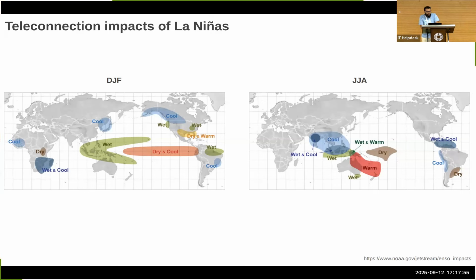So the bottom line here is that El Nino and La Nina impact extreme weather events, leads to extreme weather events all around the globe, yes.